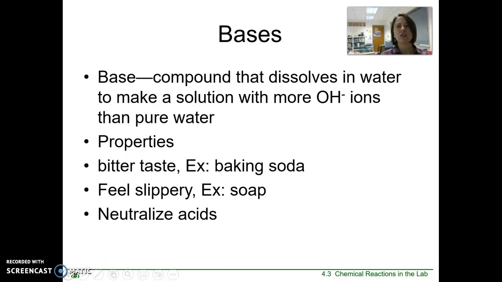So bases neutralize acids. So acids neutralize bases and bases neutralize acids, which means their pH will go to a neutral pH like 7. And bases are going to have high pHs. They're going to have pHs above 7.